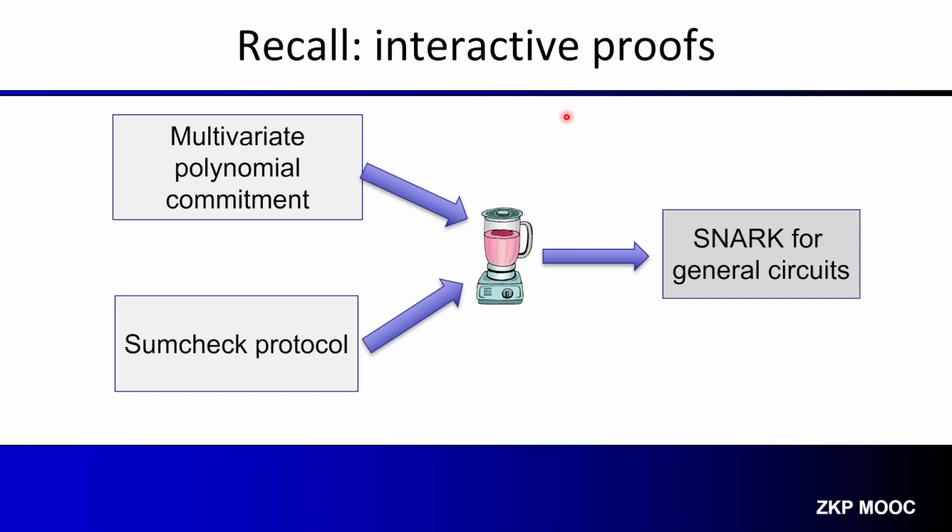Earlier in lecture 4, Justin talked about interactive proofs and showed how to check the circuit satisfiability using the classical sum-check protocol. At the end of this protocol, the verifier has to evaluate a multivariate polynomial defined by the prover's witness at a single point. And this is again realized by a multivariate polynomial commitment scheme in order to get an efficient SNARK.